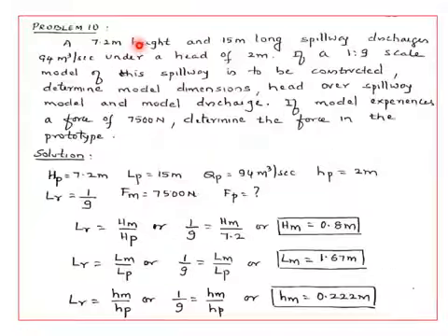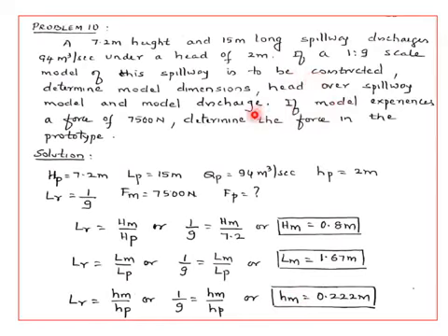A 7.2 meters height and 15 meters long spillway. That means the height of the prototype is 7.2 meters. The length of the prototype is given, which is 15 meters, where the discharge is 94 meter cube per second. It is working under a head of 2 meters, so the head in the prototype is 2 meters. Linear scale ratio is given as 1:9. We have to find out the model dimensions. Model dimensions can be height of the model, length of the model, and head in the model.